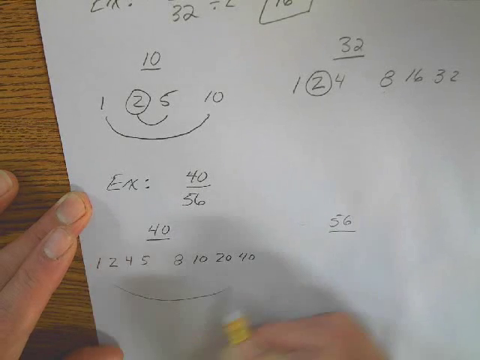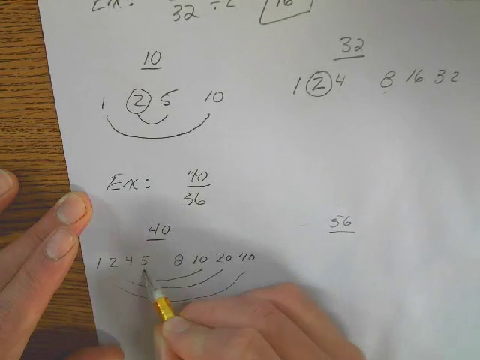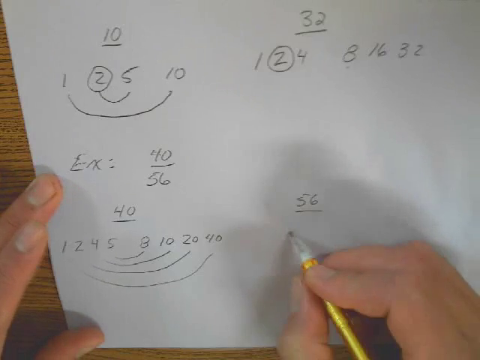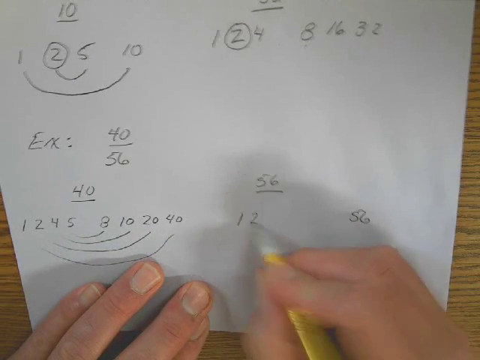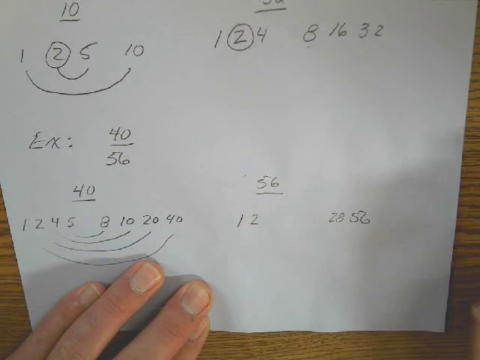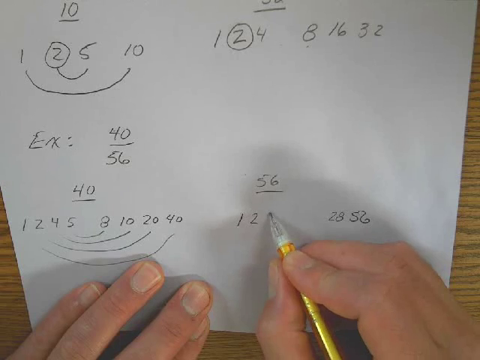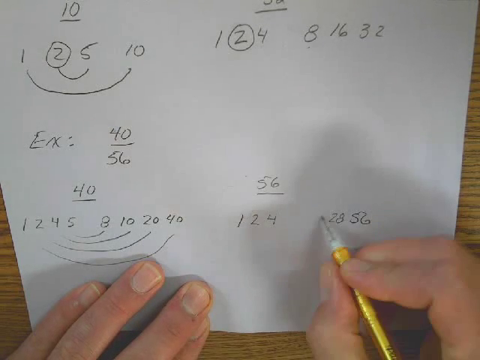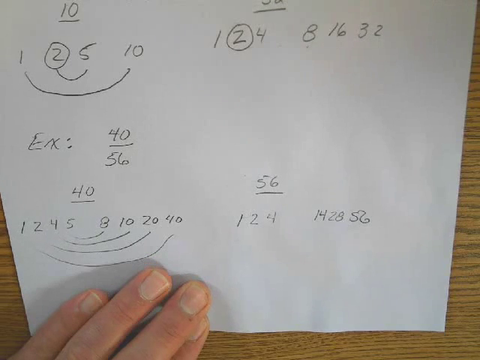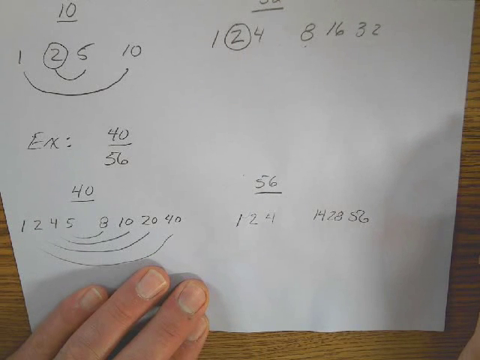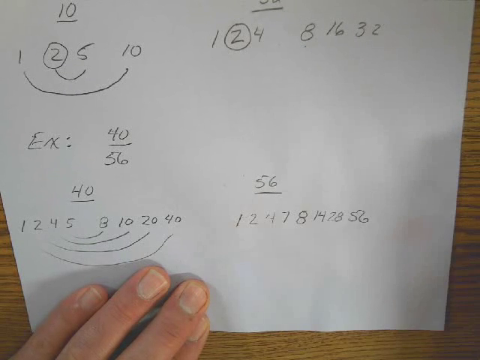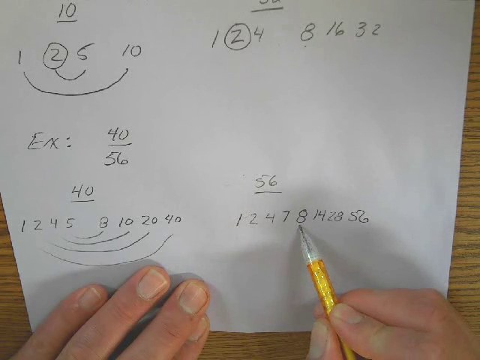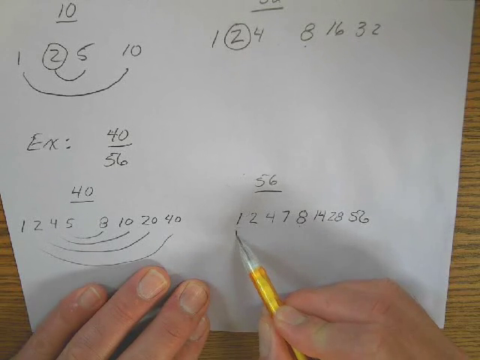And then for 56, we've got 1 and 56. 2 is going to work, that's going to be 2 and 28. 3 is not going to work. 4 is going to work, that'll be 4 and 14. 5 is not going to work. 6 will not work. 7 times 8 will get us 56. And then we're back to 8, and then we count up again. So we got 1 and 56, 2 and 28, 4 and 14, and 7 and 8.